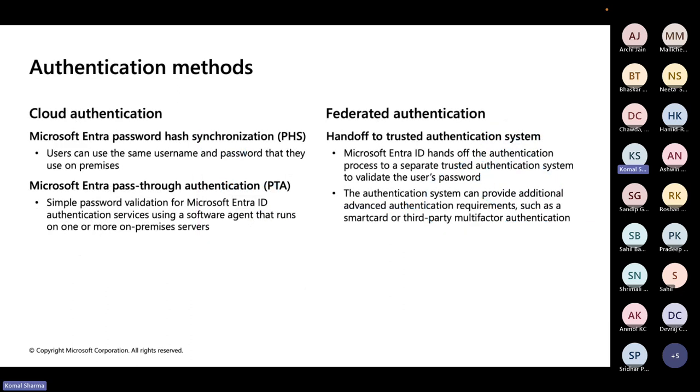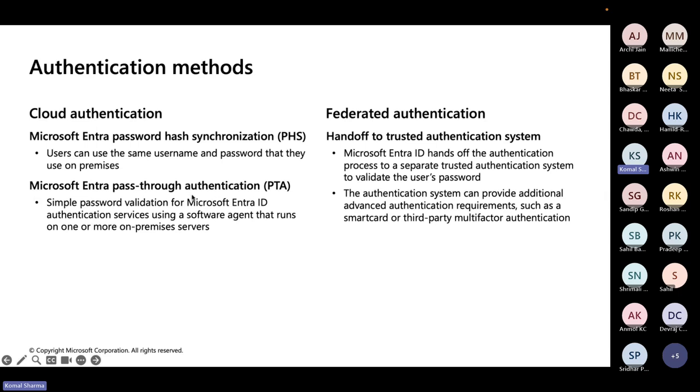There are two authentication methods that are used. The first is cloud authentication, and the second is federation authentication. With cloud authentication, when your user signs in, all the authentication is done on the cloud. There are two types of authentication methods used in the cloud. The first is Microsoft Entra password hash synchronization, where the user uses the same username and password that they use on premises. So the user does not need to be bothered with using different user IDs and passwords for the cloud services and for on premises. No, it's not like that. They have only one user ID and password. It will be synced, and using the same user ID and password, they would be able to use both services and authenticate for the same.